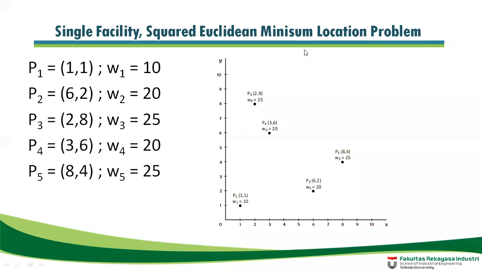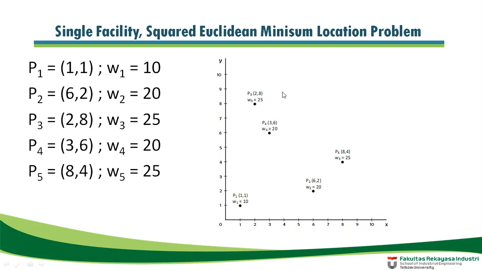So in my previous video, we wanted to locate one new facility by using rectilinear. In this case, I'm going to use another method, which is Euclidean, and the optimization statement is minisum. And we are still on the same problem practice.